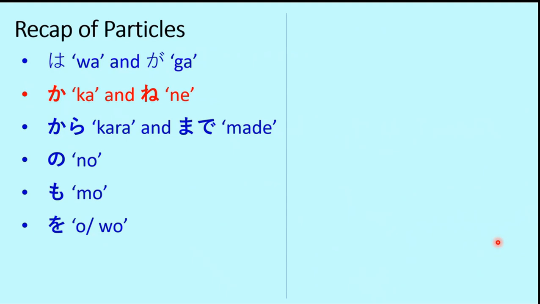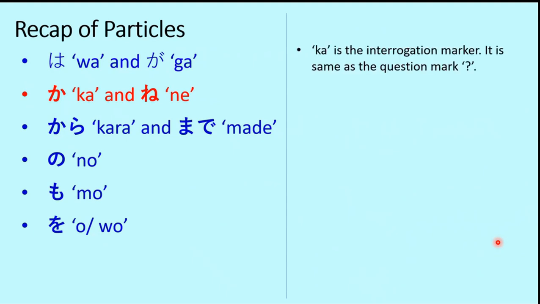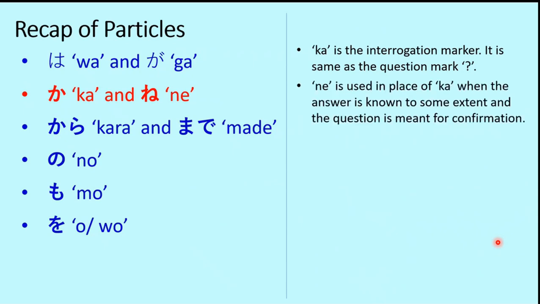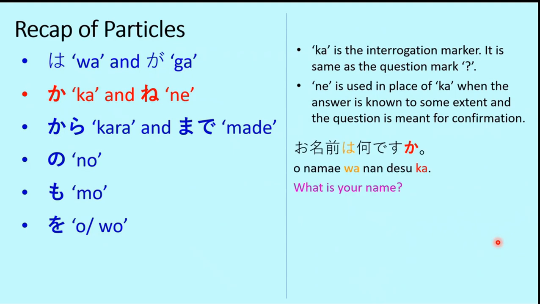Ka and ne both are interrogatory particles. Ka is the interrogation marker, that is, it is similar to the question mark in English. Ne is used in place of ka when the answer is known to some extent and the question is meant basically for confirmation, confirming something. So let's look at some examples quickly.